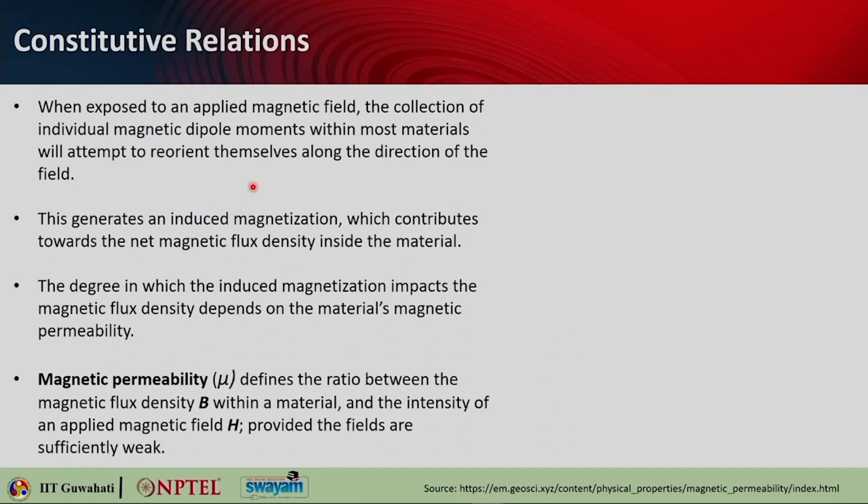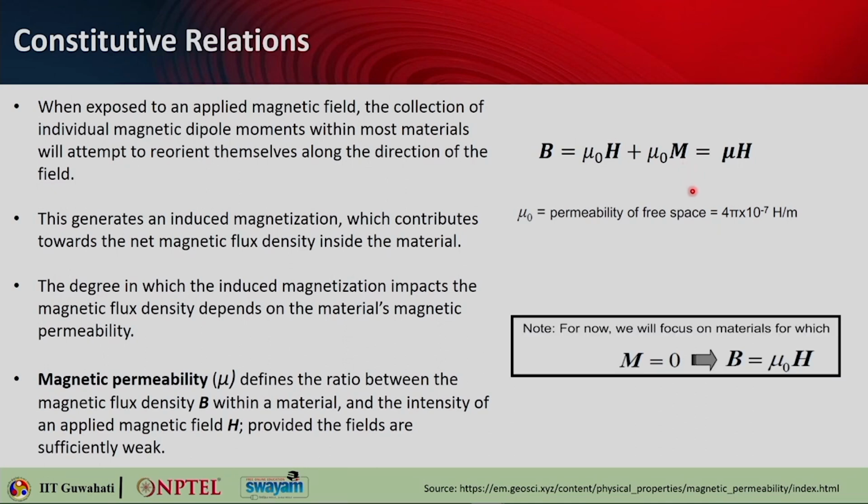So let us define permeability. Permeability is basically the ratio between the magnetic flux density B within a material and the intensity of the applied magnetic field H, provided that both the fields are sufficiently weak. So you can write that B, the magnetic flux density, is proportional to mu naught H. What is mu naught? It is the permeability of free space, and the value is 4 pi times 10 to the minus 7 Henry per meter. And then there is an additional term, mu naught M. This is the magnetization of that particular material we are talking about.